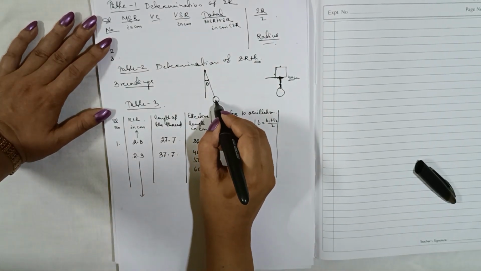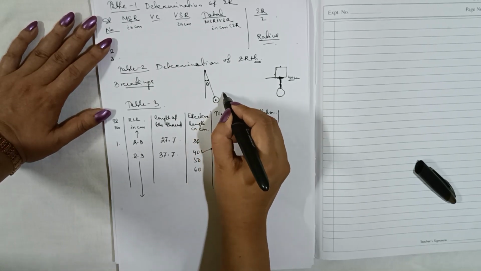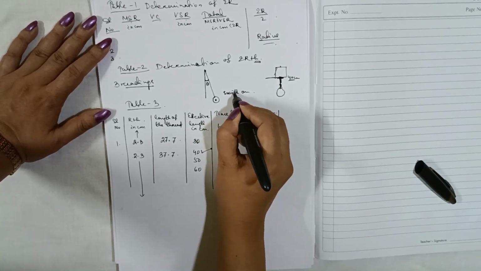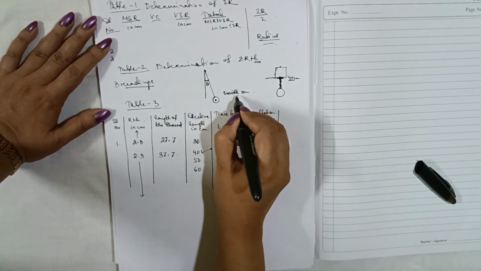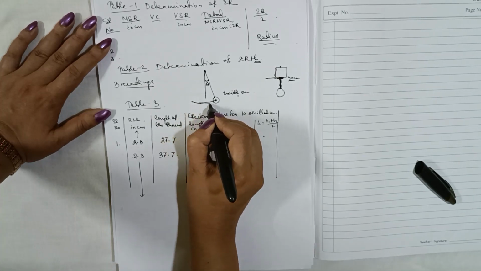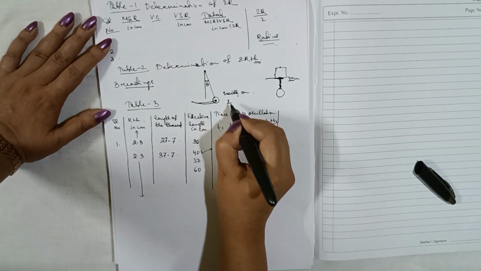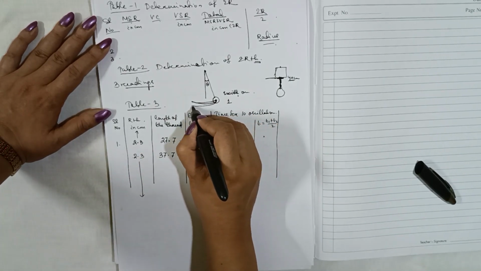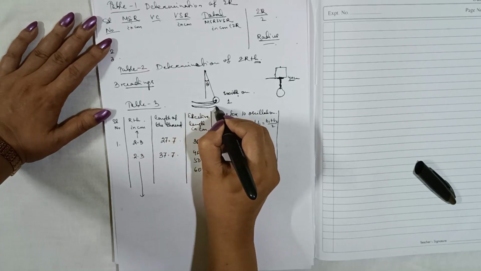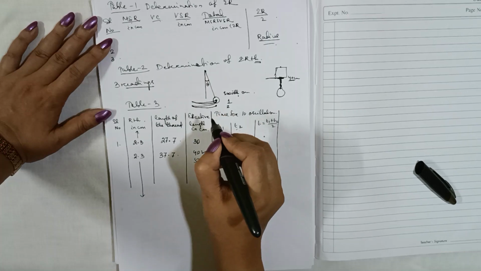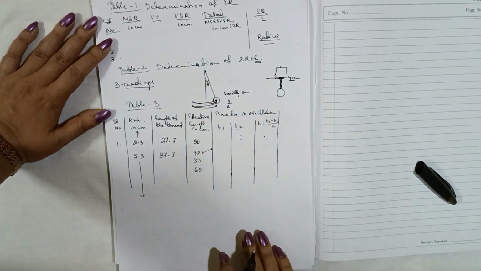So suppose you are going to start the oscillation from here, that means you have to switch on your stopwatch here. It will move like this, then return to the same position, then one oscillation is complete. Try to understand. Then it will move again like this, then return to the initial position, then second oscillation. Likewise, you have to go for 10 oscillations.